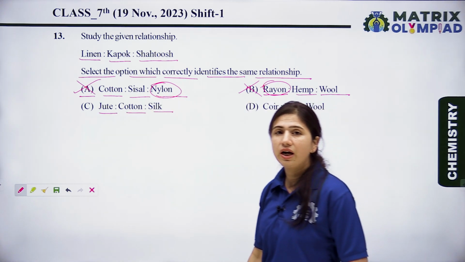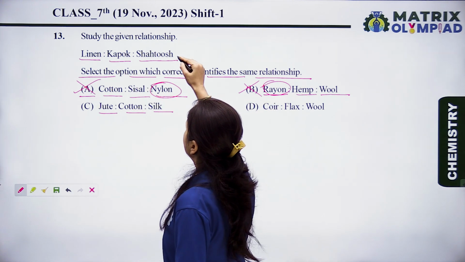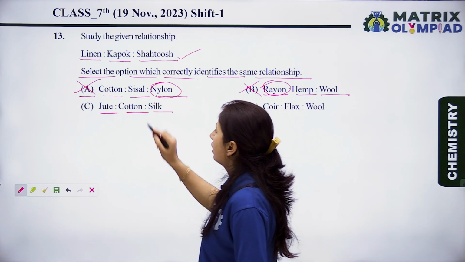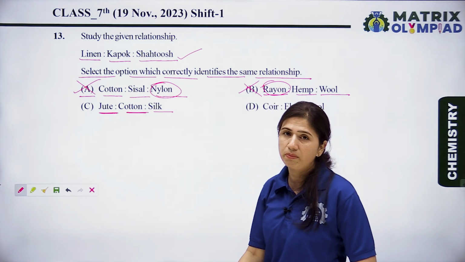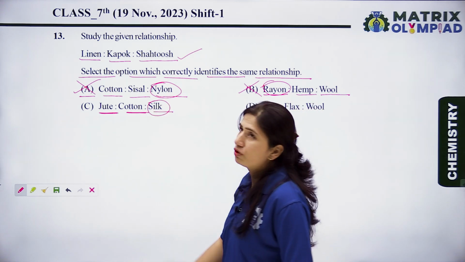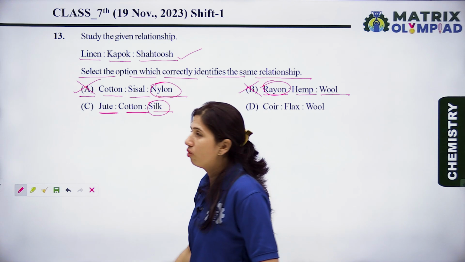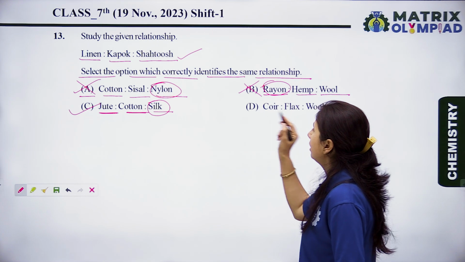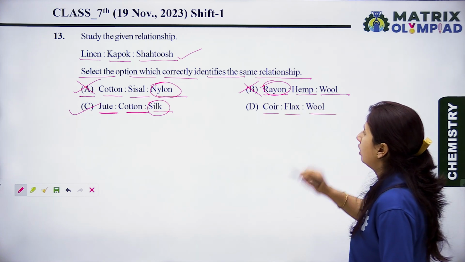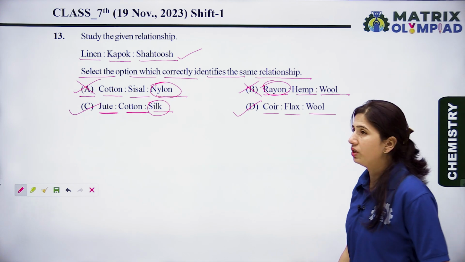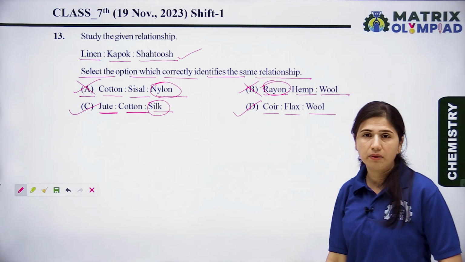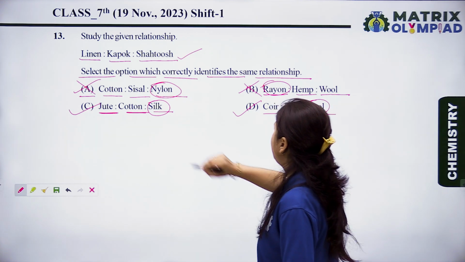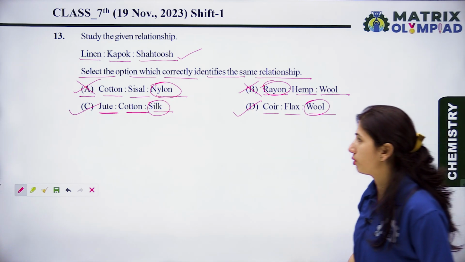Now let's see option C, jute, cotton and silk. This is completely a right combination which matches this relation. Jute and cotton are fibers obtained from plants, and silk is a fiber obtained from the animal silkworm. So this is a right combination. Now let's see D, coir, flax and wool. This is also a right combination. Coir and flax are obtained from plants and wool is obtained from animals. So options C and D are the right options for this question.